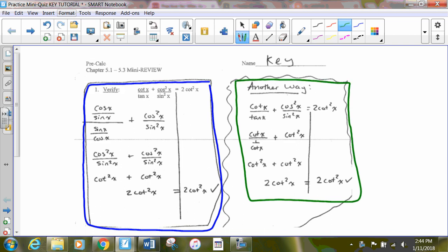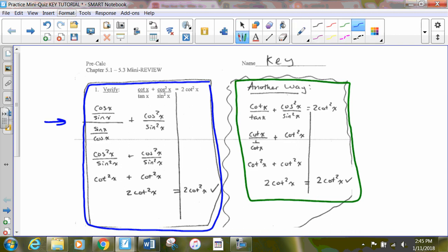If you notice right away that you've got cosine over sine, and you know that that is cotangent, or cotangent squared, then your brain's going to think in a different way than if you looked at this and decided to change everything into sine and cosine. So just be really careful if you choose to do it this way.